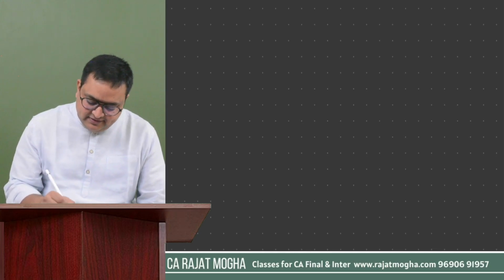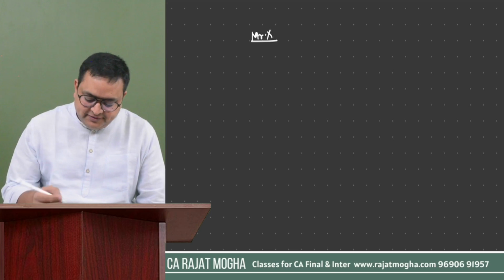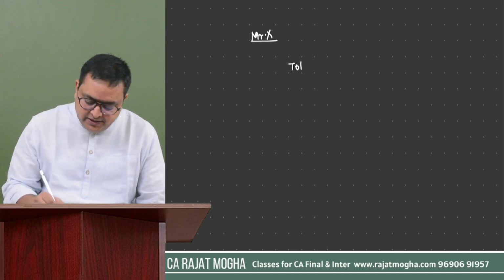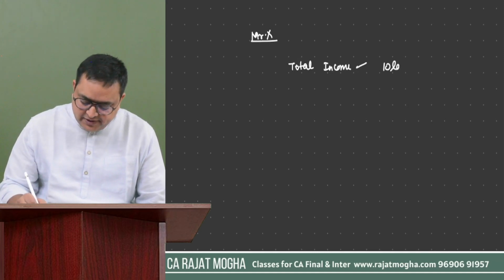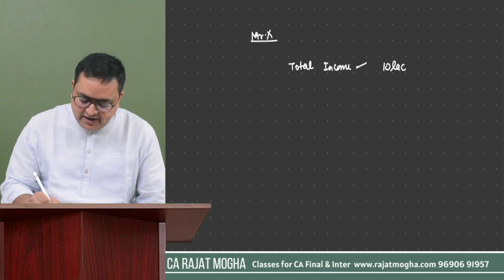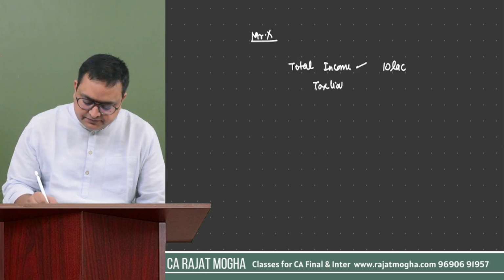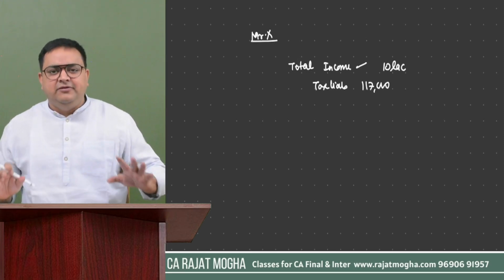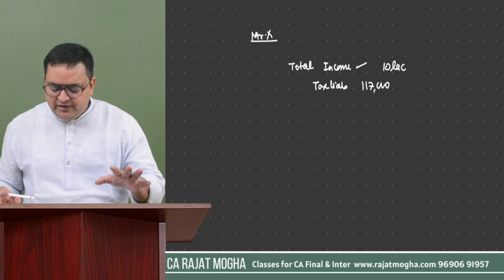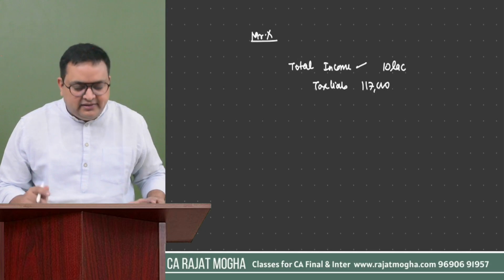Let's say there is an assessee, Mr. X. Let's say this person has assumed that his total income would be, let's say, 10 lakh rupees. And this person has assumed that his tax liability would be 1,17,000. This is a random figure which I have taken, right? And there was no TDS.